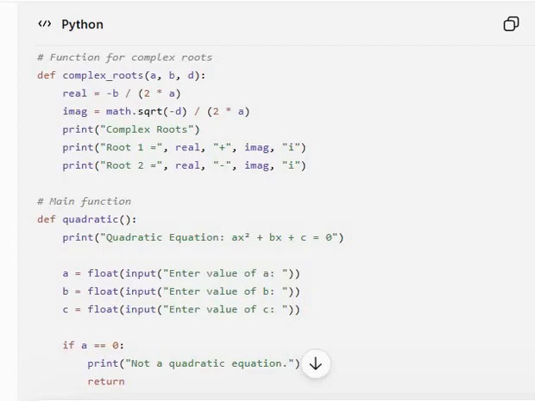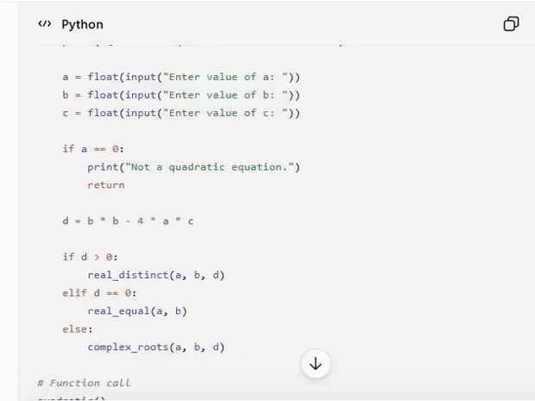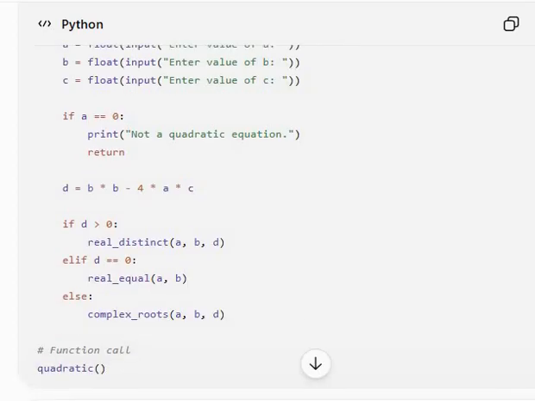And again we have another main function quadratic, in which the inputs are there. If d greater than 0, the function real distinct is called. If d is 0, real equal is called. Else complex roots is called. This function is of no use actually. Simply you can write it without this function also. Now quadratic is called. So this quadratic is not necessary. In this we just kept everything.